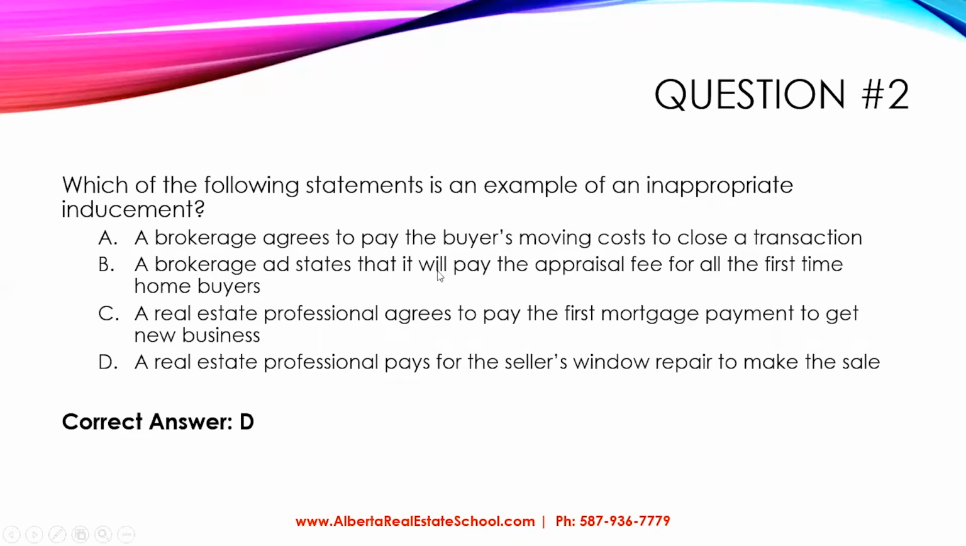Second here, the brokerage ad states that they will pay for the appraisal fees. This is also an appropriate inducement. The brokerage is paying the fees, and first-time home buyers, that means they have purchased the property. So they're closing the transaction. So that's appropriate. The option C here, a real estate professional agrees to pay the first mortgage payment to get new business. So this is where a lot of students get confused because this looks like it's incorrect. In this case, it is incorrect because a real estate professional should not be offering an inducement or an incentive. But the reason this is not the correct answer here is because they're talking about getting new business. When we are referring to getting new business, that is actually an incentive. So this would be an example of an inappropriate incentive, not an inducement. That's why that option doesn't apply.